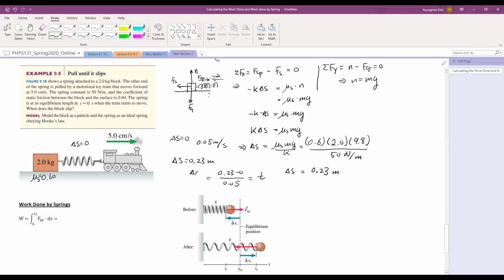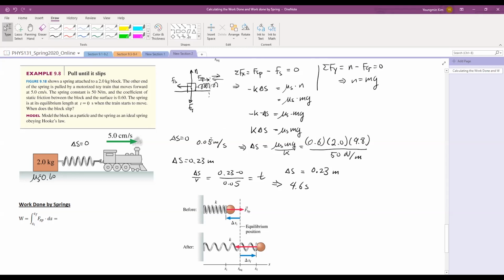Let me just write it once again here. Here, delta s divided by velocity will give us the time. Okay, so 0.23 divided by 0.05, it will take 4.6 seconds. Okay, so this example lets you play a little bit with Hooke's law to get used to the concept of the spring.